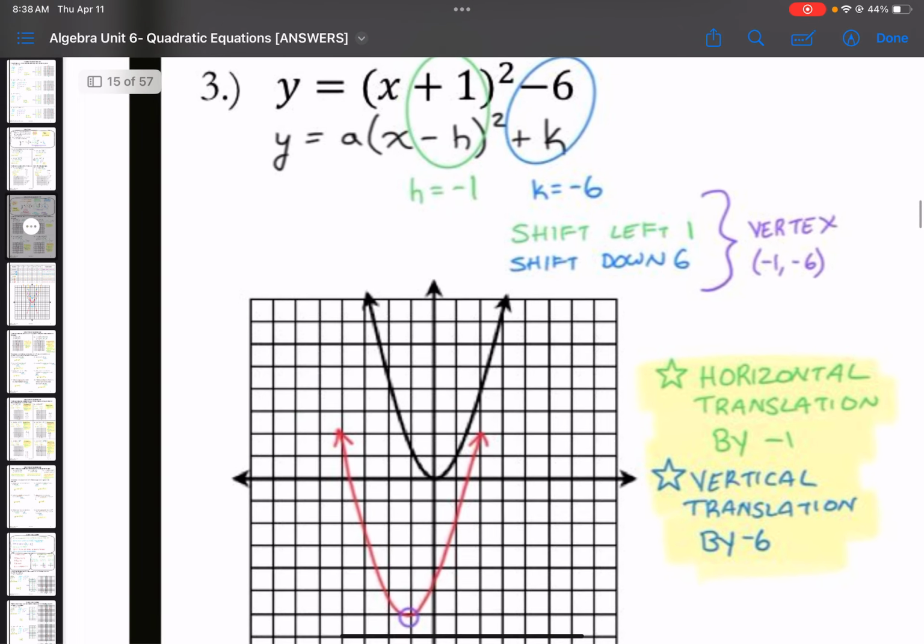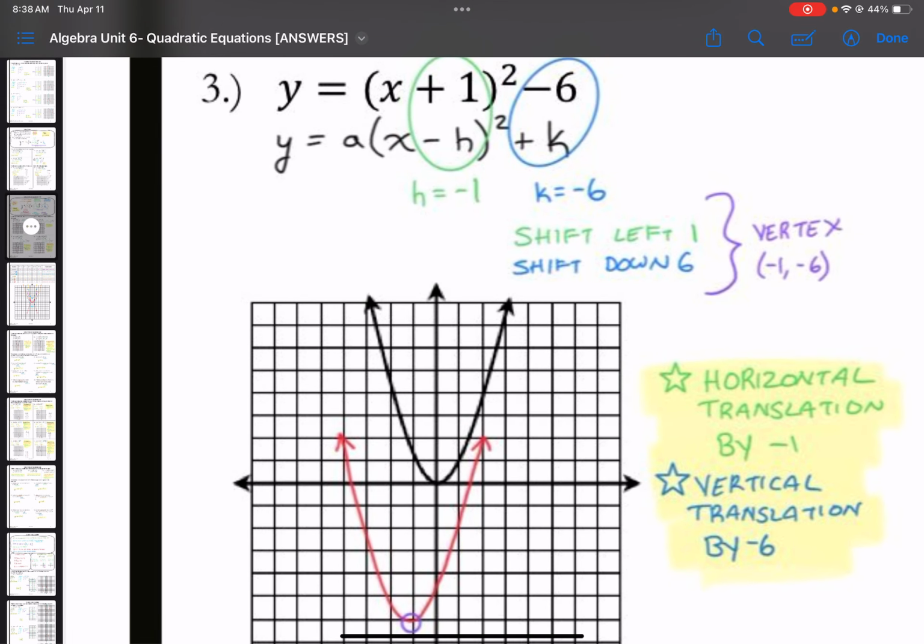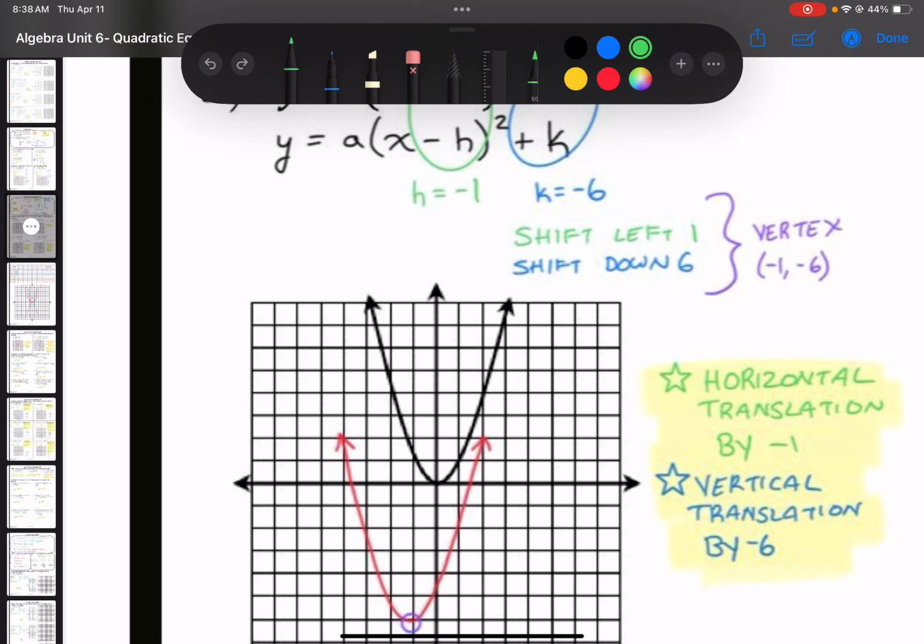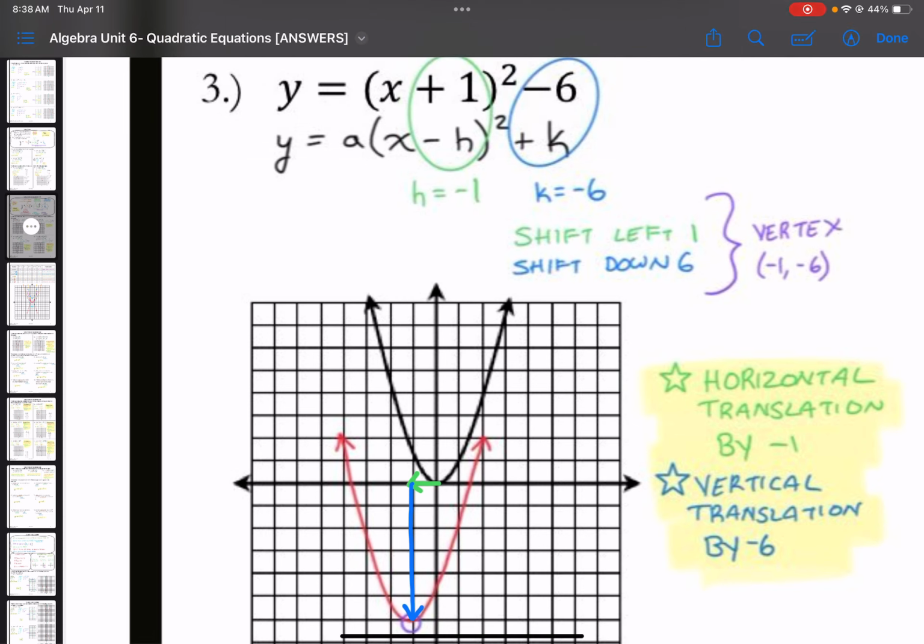If you notice, our vertex became a -1, -6, which means it shifted left by 1, and then it shifted down by 6. And we got that straight from the equation, and my final answer is a horizontal translation left and a vertical translation down. You can say by -1, you can say by -6, that tells me it went left, it tells me it went down. There's a couple of different ways that you can describe it. Go ahead and try number 4, because number 4 is a little bit tricky. Pause the video here.